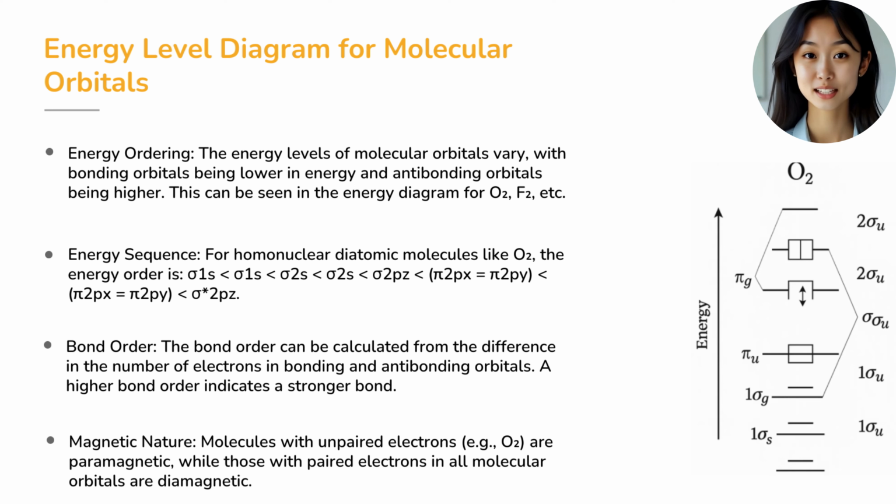This ordering is essential because the electrons will fill the molecular orbitals in order of increasing energy, starting with the lowest energy orbital. The higher the energy of an orbital, the less stable the molecule becomes if electrons occupy it. This is why the electrons tend to fill the bonding orbitals first and leave the antibonding orbitals empty, ensuring stability.